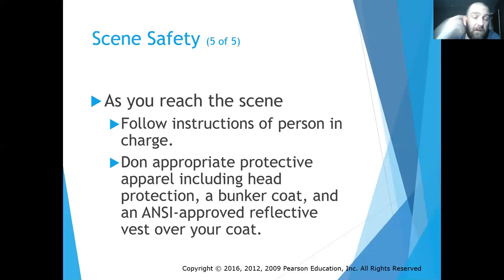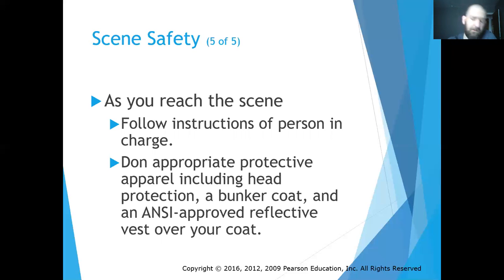When you get to the scene, let's figure out who's in charge. If there's a fire truck there, look for the officer of the fire truck. If it's just police officers, look for a police officer so we can get some information of what's going on there at that accident scene.